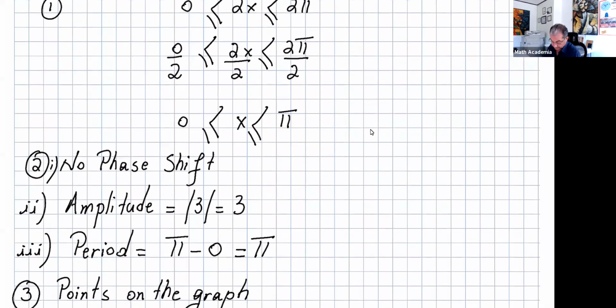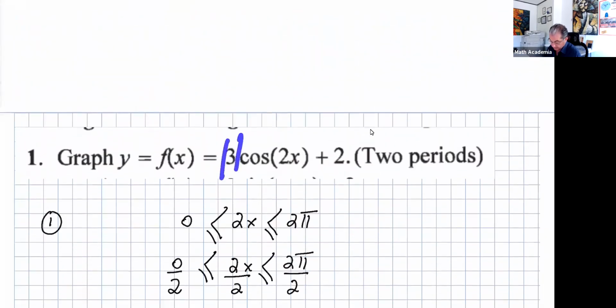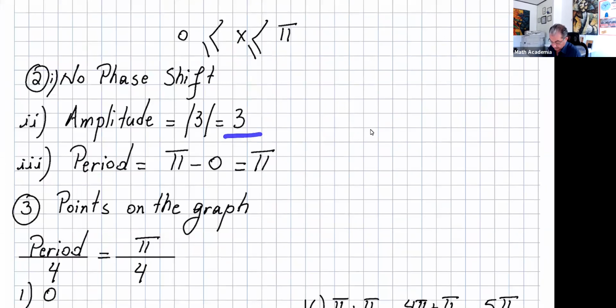Now, the second step is to get some information. We start from 0. If we start from 0, that means there's no phase shift. This graph is going to start from 0 and end at pi. That's just one period. The amplitude of the graph is the absolute value of this number, which is 3. To find the period, you always take that number minus that number. Pi minus 0 is pi.